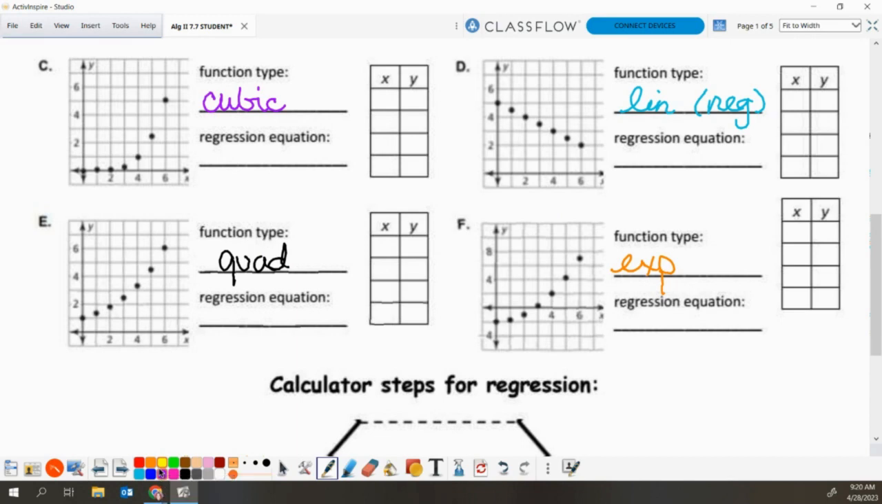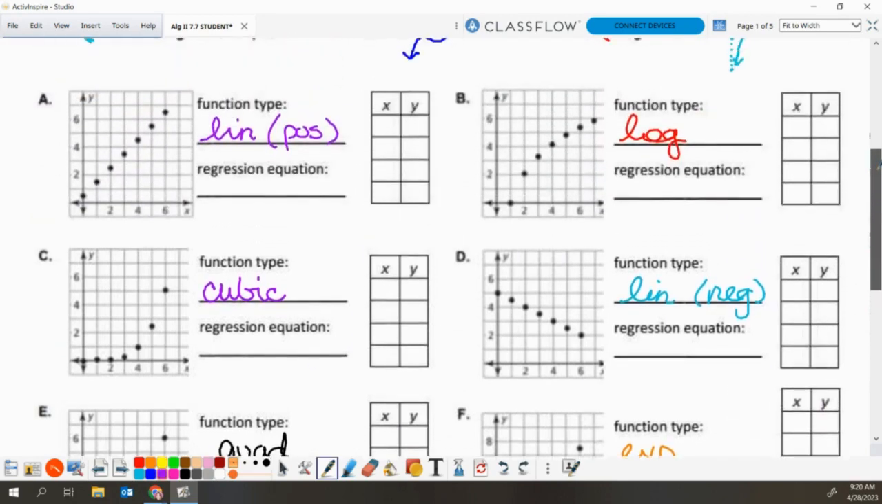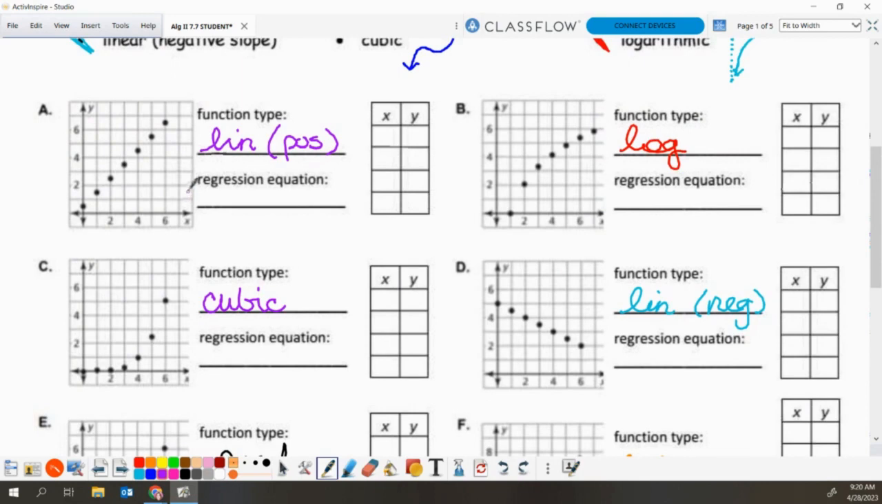Okay? So then what we're going to do, and I'm not going to do this for all of them because I don't have the time, but we are going to go through the process of figuring out these equations in the calculator. And then you guys picked up a foldable today. Those are calculator screenshots.